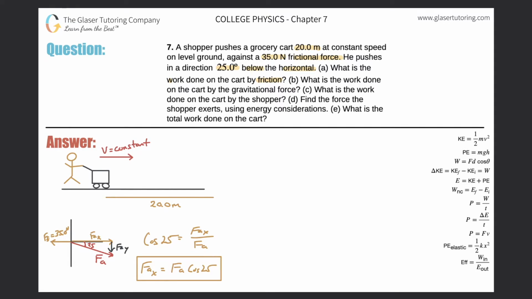Now, let's do it for FAY. So I know the hypotenuse, I know this angle, I'm looking for the side opposite, therefore it is sine. So sine of 25 will equal the opposite side, or FAY. I'm going to plug in the negative here because it is in the negative y direction, and divided by the hypotenuse, which is FA. Therefore, cross multiplying and then distributing the negative sign, we should get FAY is equal to negative FA sine of 25. Let's put a box around that.